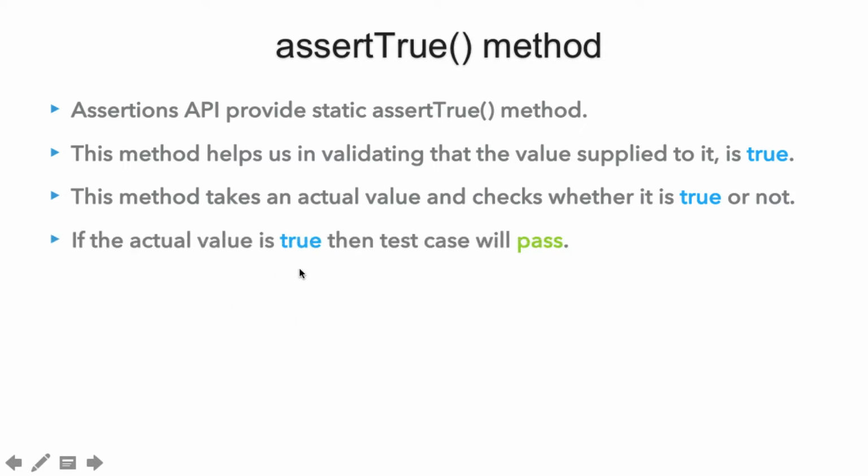So here, if the actual value is true, then the test case will pass. And if the actual value is false, then the test case will fail. So friends, the assertTrue method is mostly used where we want to check a boolean value, whether it's true or false.